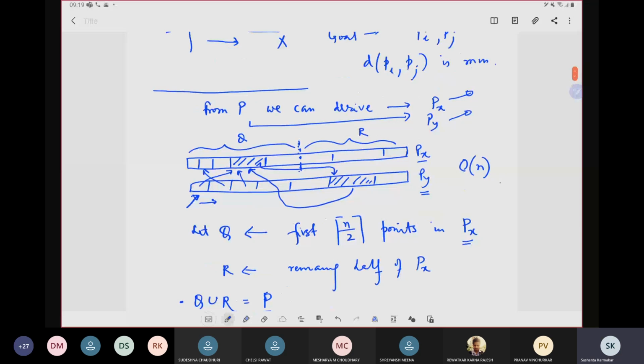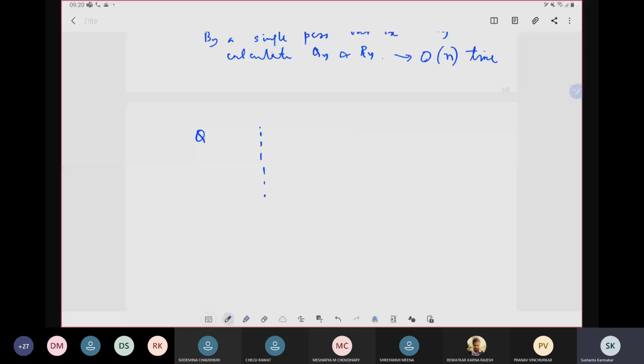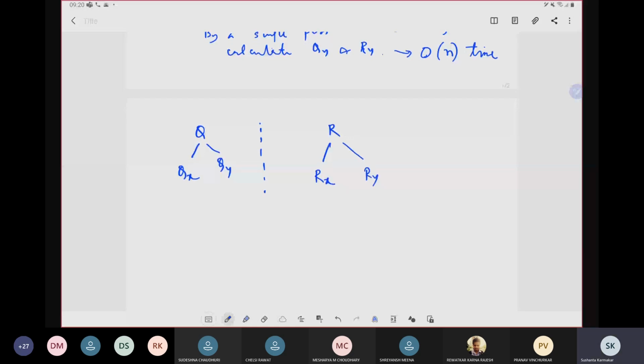So once I have this couple of things, what is my point? My point is I now have two parts. One is this Q part, another is the R part. For Q, I have two things: I have Qx and I have Qy. For R, I have Rx and I have Ry. So I have all the data.